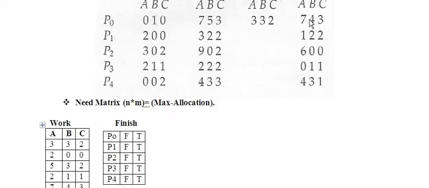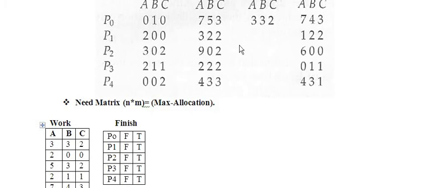Once we calculate the need matrix, the next question is: what is the safe state for this particular system? Now we have to draw two matrices, work and finish. Initially the finish matrix will have all processes, P0, P1, P2, P3, P4, as false. As and when they execute, we will make them true. How we make them true, we will see. Now we have to use this need matrix to calculate which process has to be completed first and which one is next.